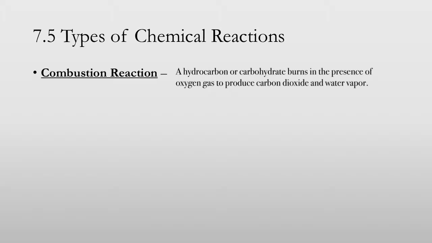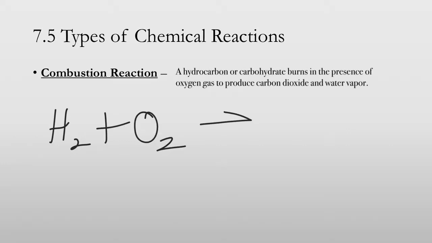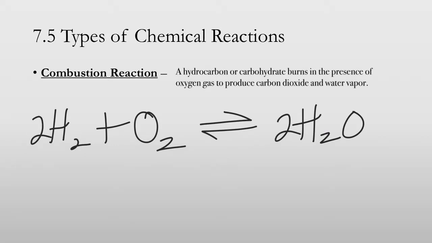And then the fifth type is a combustion reaction. It says here a hydrocarbon or a carbohydrate burns in the presence of oxygen gas to produce carbon dioxide and water vapor. So a couple examples, I could take hydrogen gas, react it with oxygen gas to make water. And that's not balanced, so I put a 2 in front of there to balance the oxygens and a 2 in front of that. That wouldn't even be a hydrocarbon, it's just hydrogen.